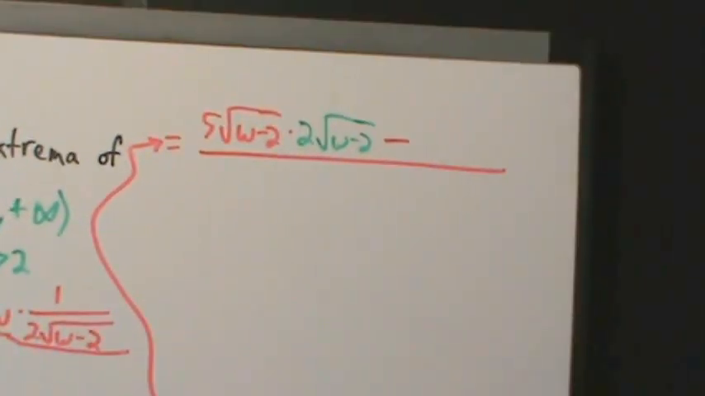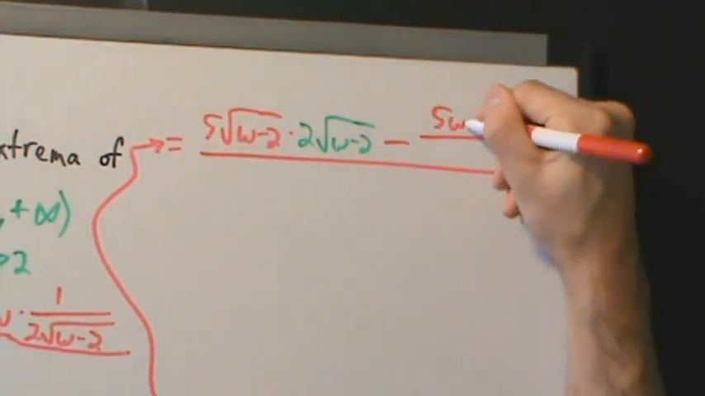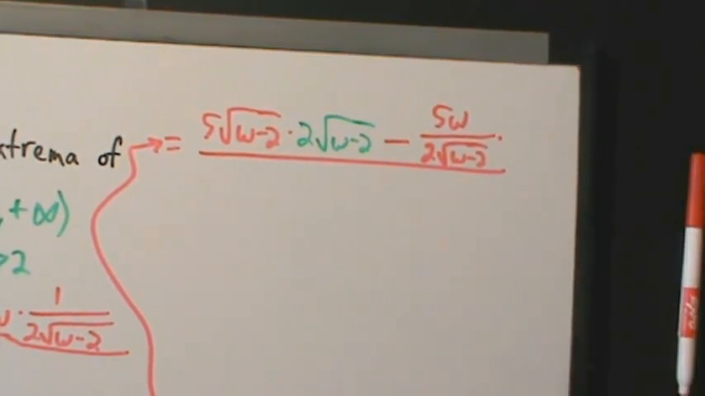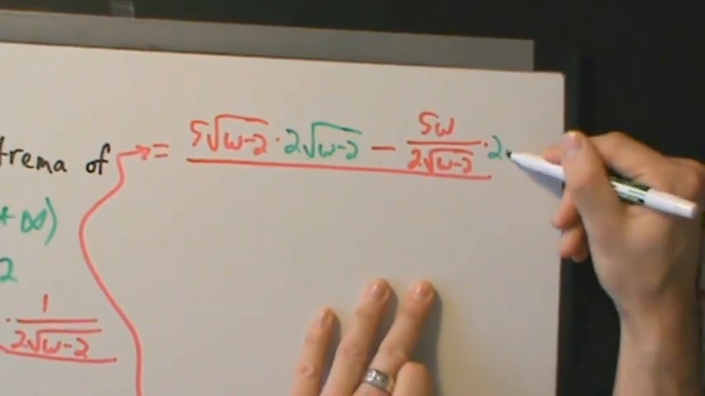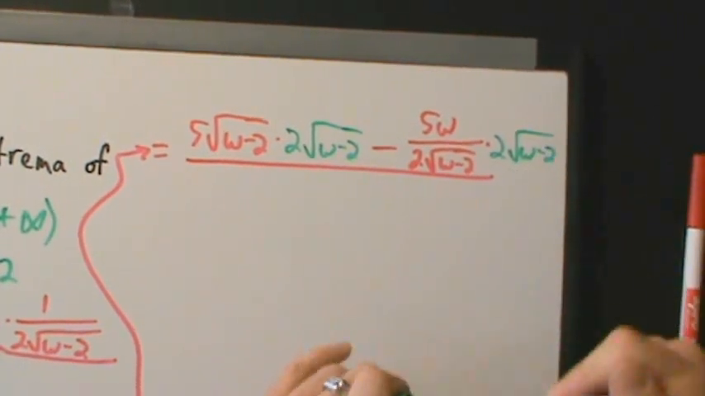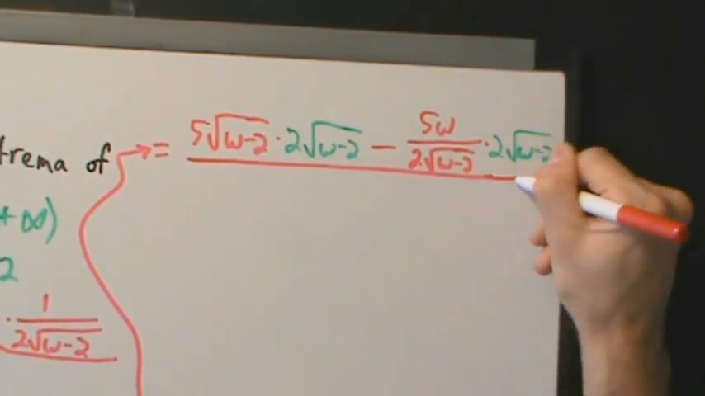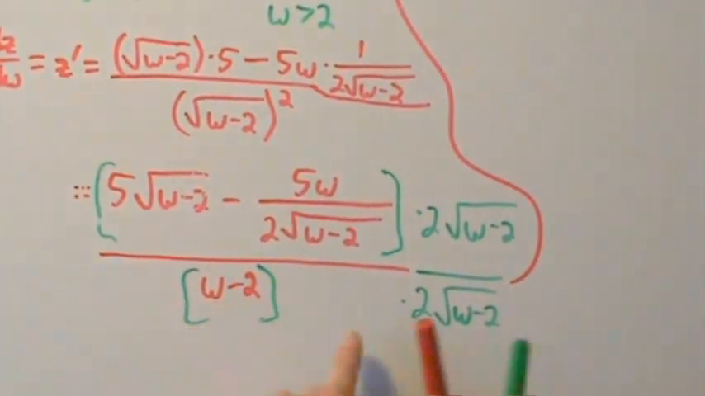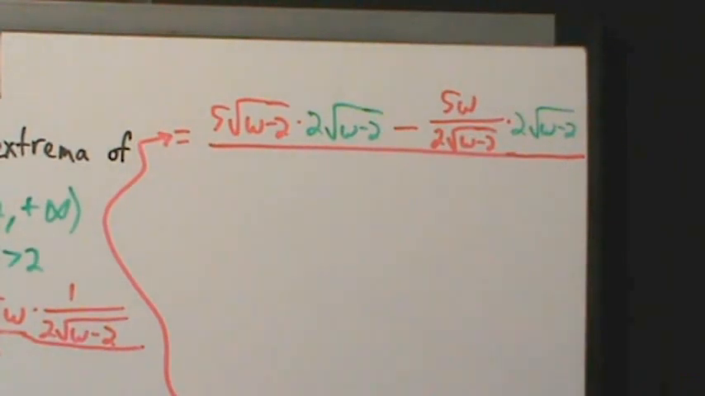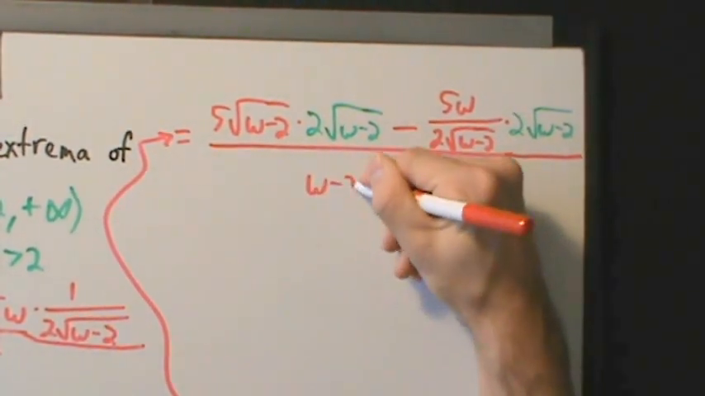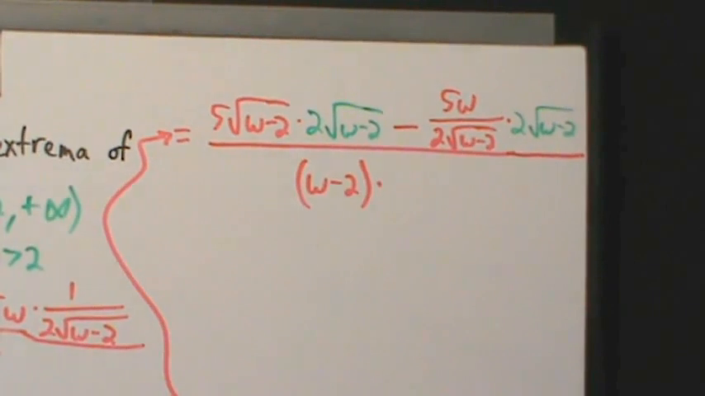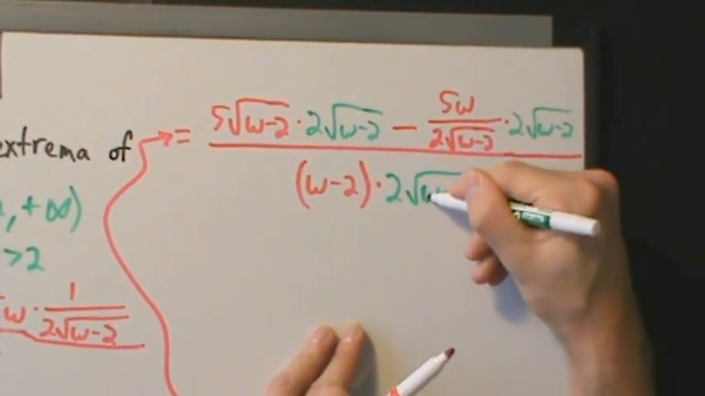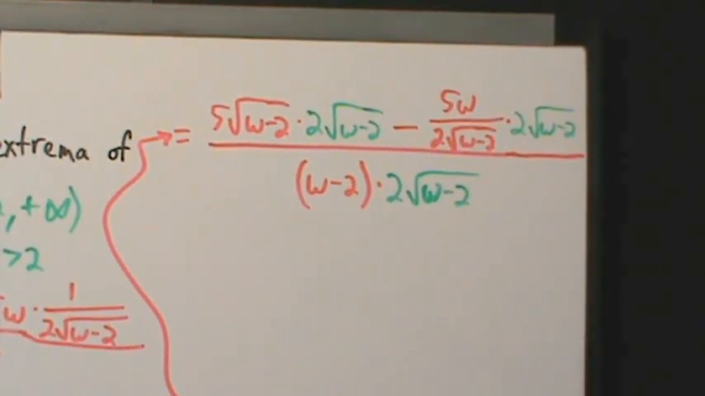So 5w over 2 root w minus 2, and then times 2 root w minus 2. And then on the bottom, we still just have the quantity w minus 2 times 2 root w minus 2. So this is w minus 2, that quantity, times 2 root w minus 2. Okay, so that's what we have here.